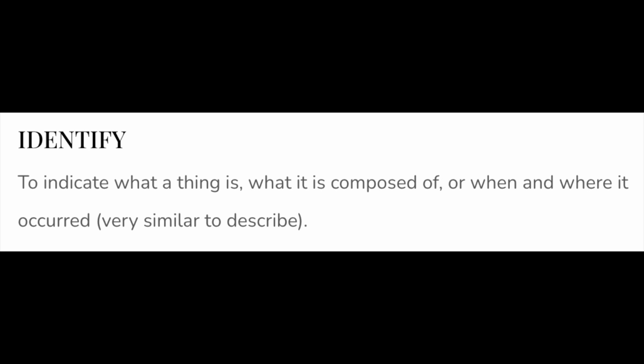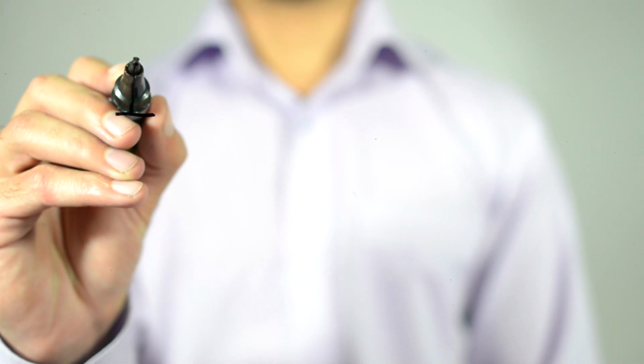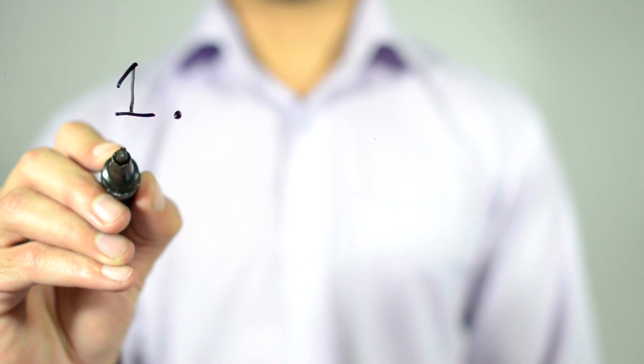Identify. To indicate what a thing is, what it's composed of, or when or where it occurred. Quite similar to describe. Now, identify is often a lower level question. Sometimes you might need to identify something before you can evaluate it or analyse it. And that's absolutely normal. But sometimes, especially if you are studying your subject at a lower level, or if you are studying it at a basic level, you might just be asked to identify. So this could be creating a list, this could be identifying certain things or characteristics.